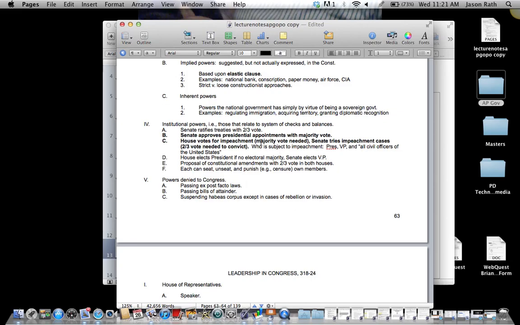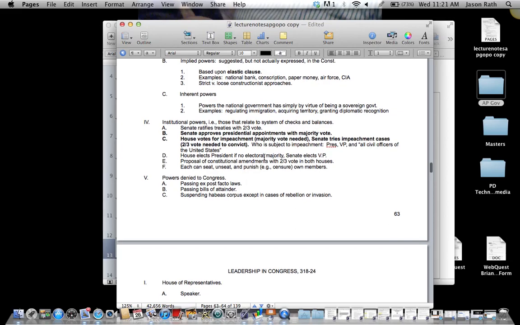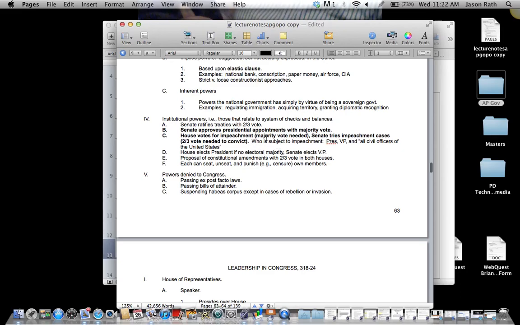So the Senate ratifies treaties by a 2/3 vote. The Senate approves presidential appointments with a majority vote, presidential appointments to their cabinets, and also presidential appointments to the Supreme Court. It's called the Senate Judiciary Committee. The House votes for impeachment, and you need a majority vote, and then the Senate tries the impeachment. A 2/3 vote is needed to convict. Last one, President Clinton got impeached by the House, and did not get convicted by the Senate. Again, who can get impeached? The President, Vice President, and all civil officers of the United States.